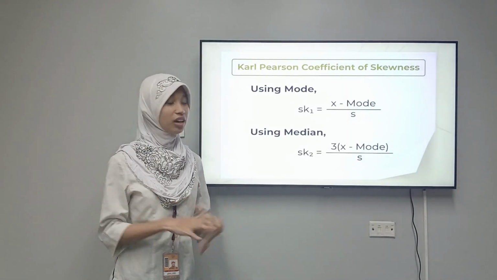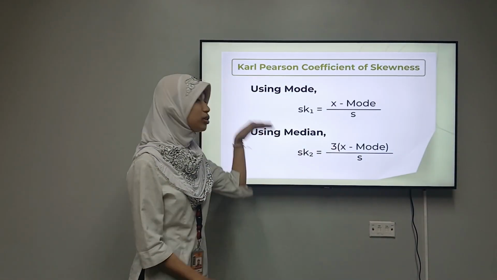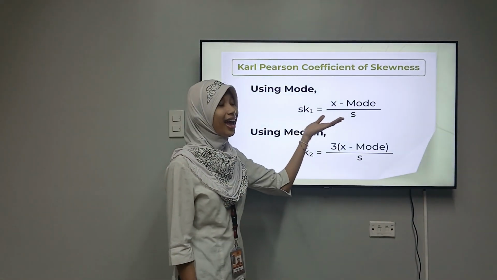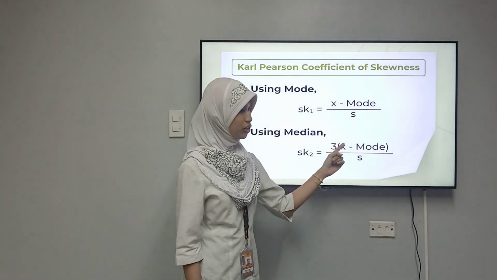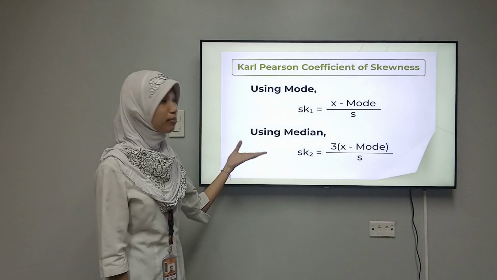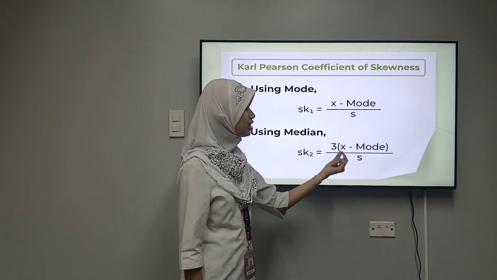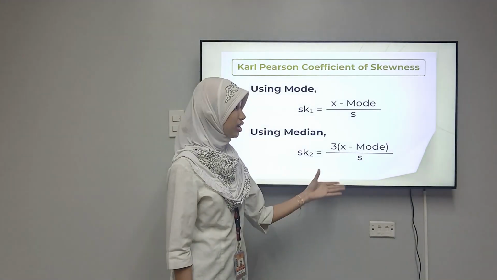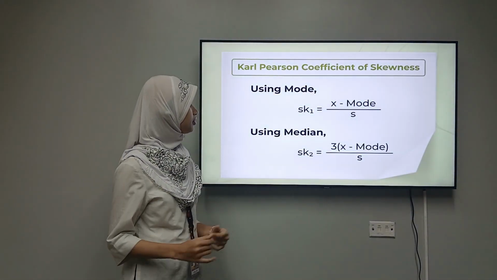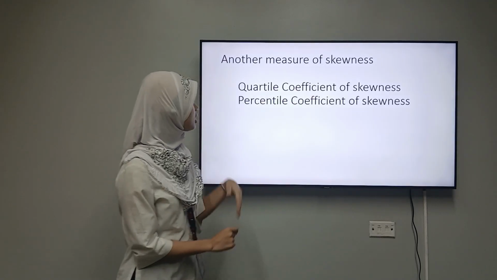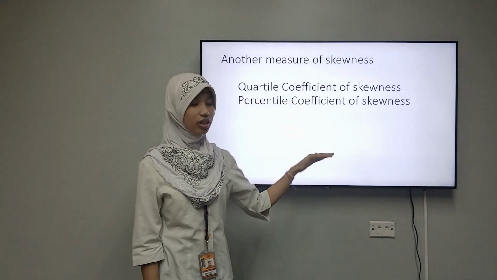In the formula, we're going to use the Karl Pearson coefficient of skewness, which uses the mode. So, x minus mode divided by standard deviation. We can also use the median, which is 3 times x minus median divided by standard deviation. Aside from that, there is also another formula, which is the quartile coefficient of skewness and the percentile coefficient of skewness.